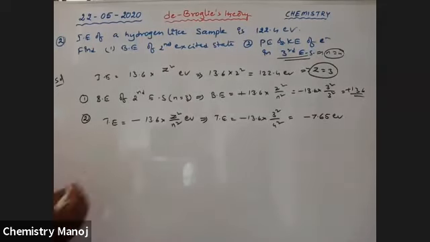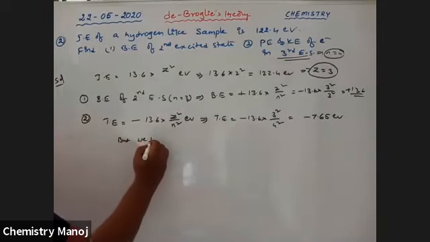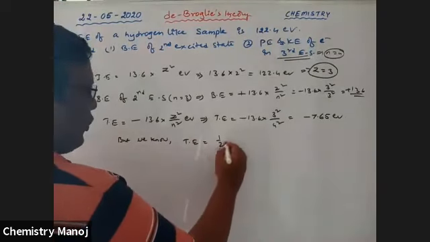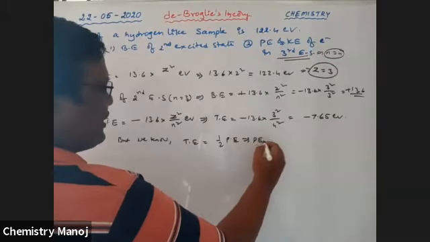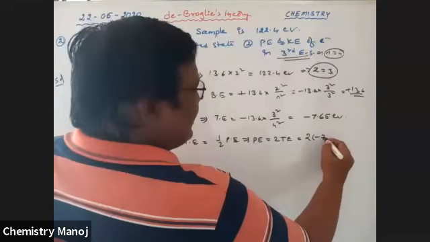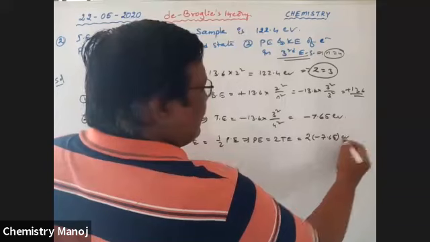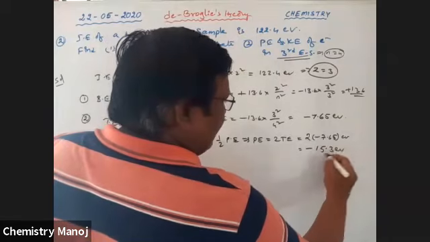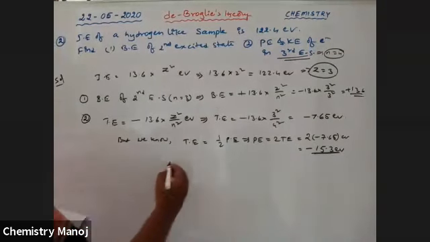We know, we already derived that the day before yesterday. Total energy is equal to 1 by 2 potential energy. That is, the potential energy is equal to 2 into total energy. That is equal to 2 into minus 7.65, which is equal to minus 15.3 electron volts.